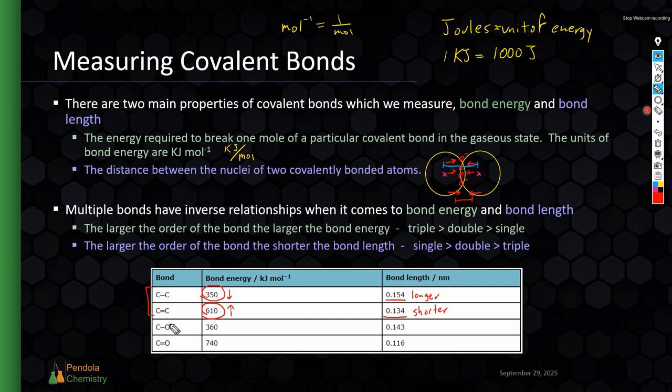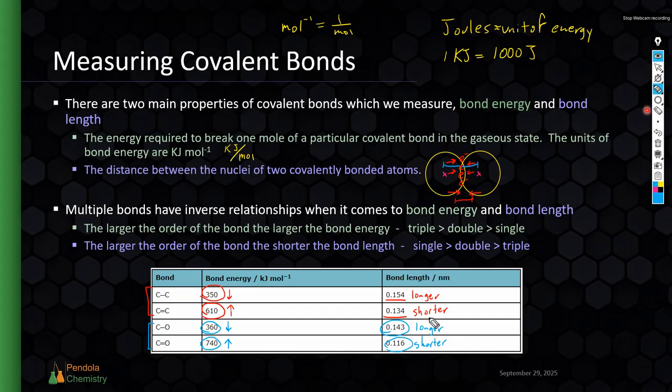We can see the exact same thing here with the comparison between carbon and oxygen double bond and single bond, where again the double bond has a larger bond energy than the single bond does, and a shorter bond length for the double bond versus a longer bond length for the single bond.